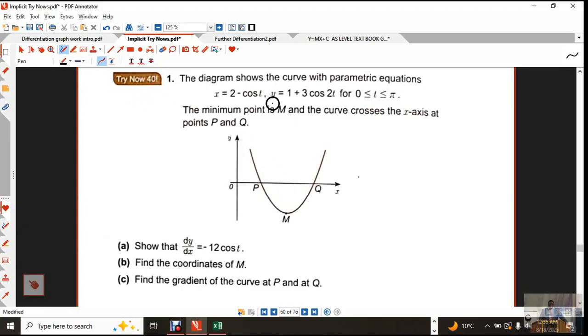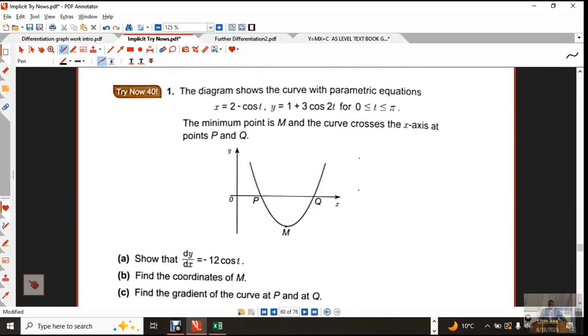It says the diagram shows the curve with parametric equations in terms of t. You have x is equal to 2 minus the cosine of t. Then you have y equals to 1 plus 3 times the cosine of 2t. And t is an angle that is between 0 and pi radians. So we need to find dy dx, and then we should show that it gives us that.